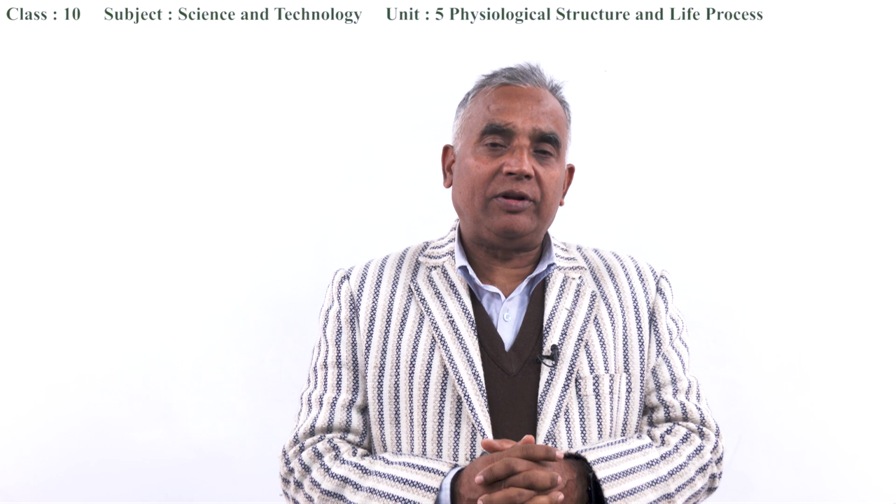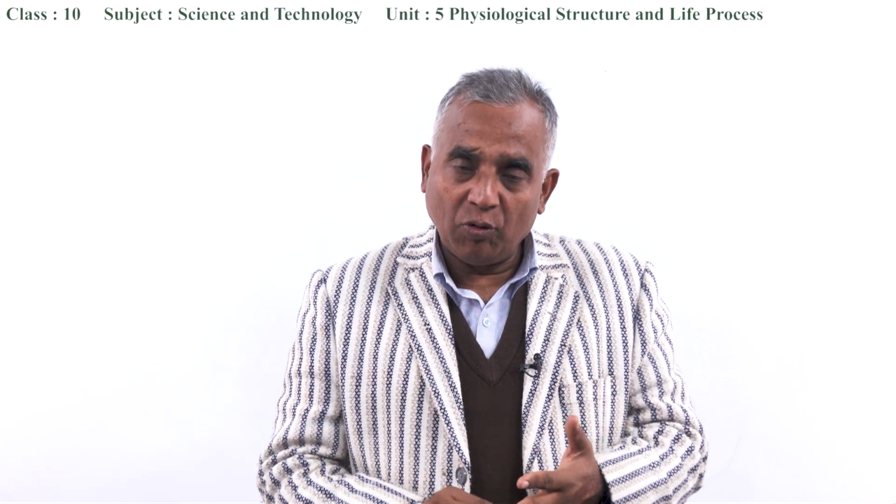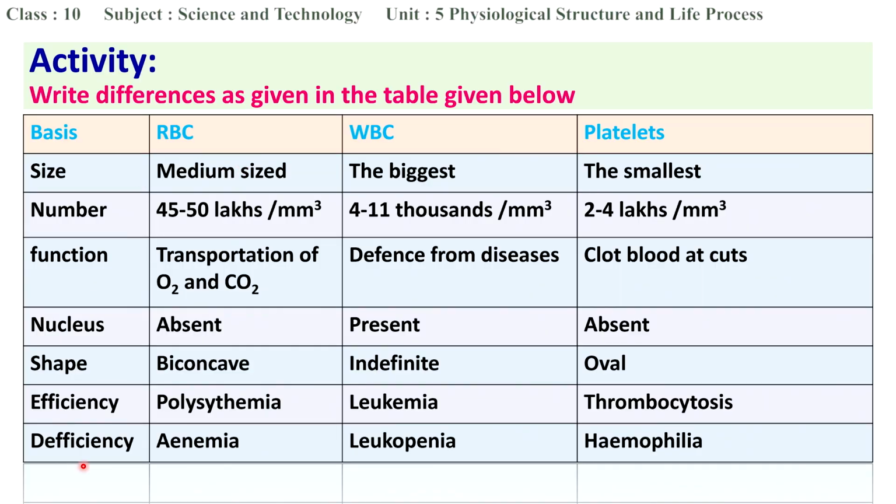So, today we have done about 3 types of blood cells. They are RBC, WBC and platelets, and their summary is also given in the table. Some more points you can give on the basis of some more things, but this information is enough. Yes, some more things also you can write. You can enlarge that table by adding some more points here.